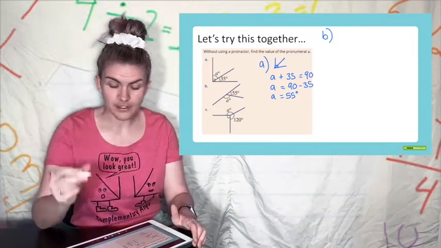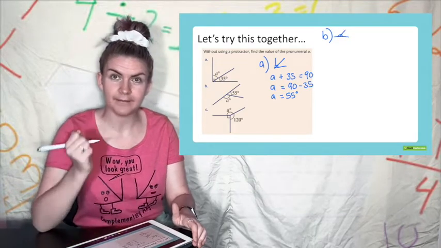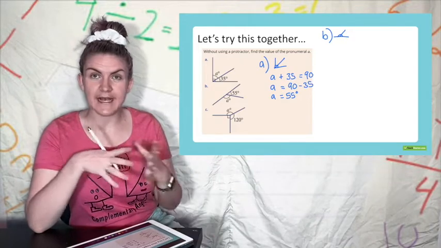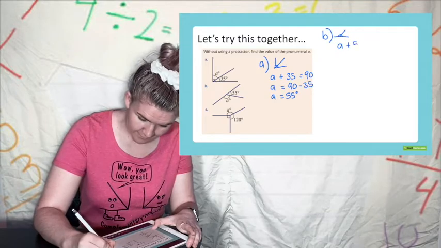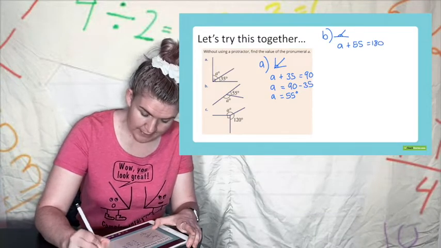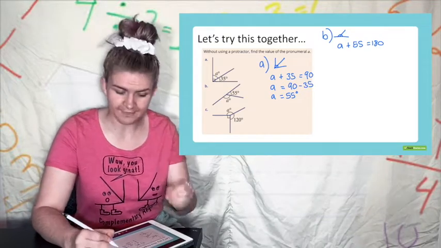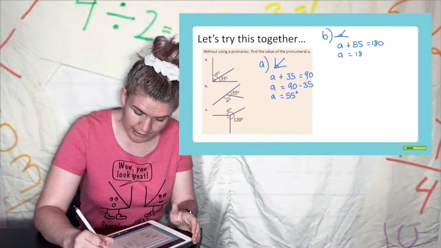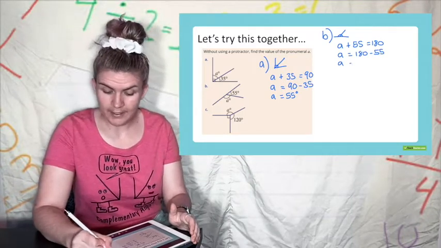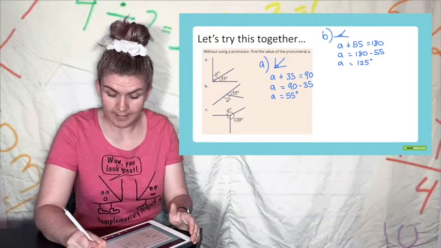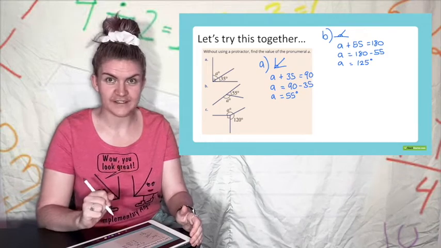B I can see is a straight line. That was my supplementary angle. So I'm going to draw my symbol for a supplementary angle, which is a straight line and a little arc. I know that supplementary angles add to 180. So what do I have? I've got a plus 55 equals 180. So again, I need to take away that 55 to see how much is left. A equals 180 take 55. If I do that in my head, I'm going to end up with 125, and I must do the little degrees symbol. So that angle is 125.